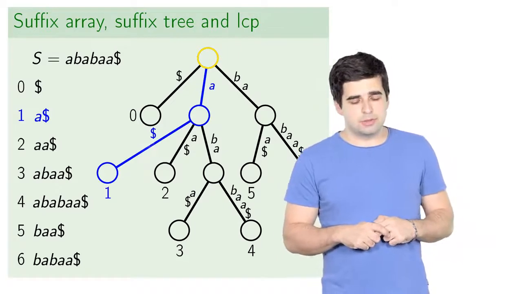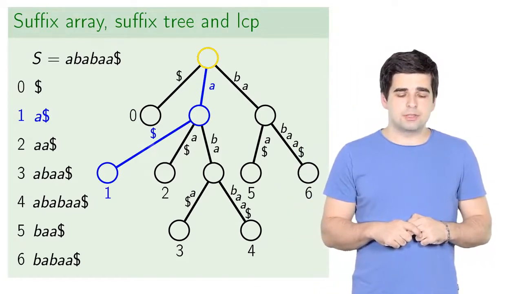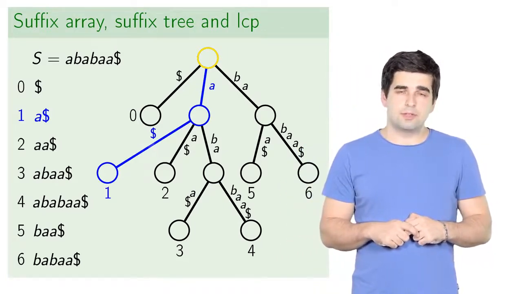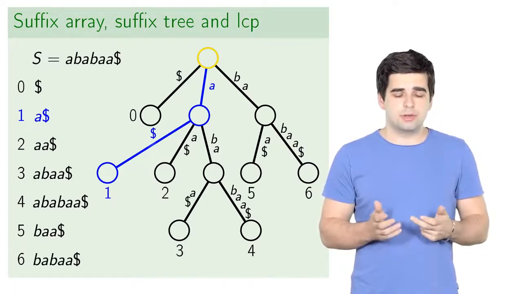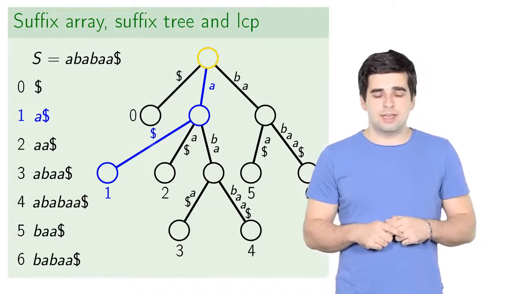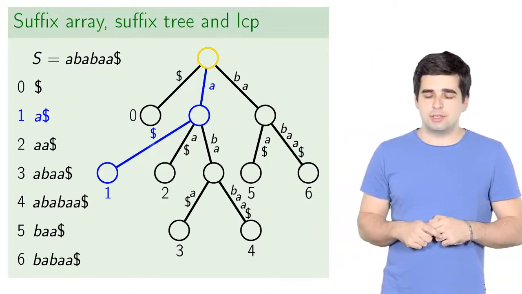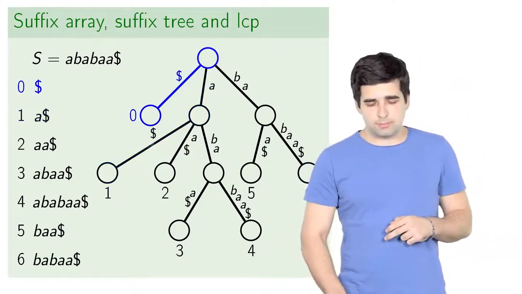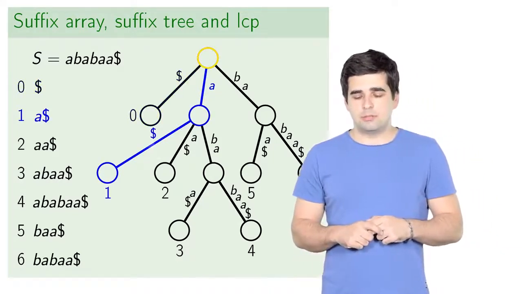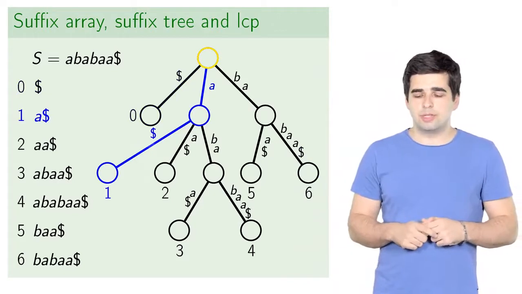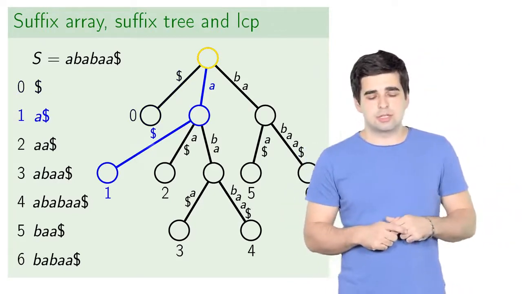But if we compute the longest common prefix of this element of the suffix array with the previous element of the suffix array, we'll see that this longest common prefix is empty, and that corresponds to empty intersection between the previous path and the new path. The only common node is the root node, and they don't have any edges in the intersection.